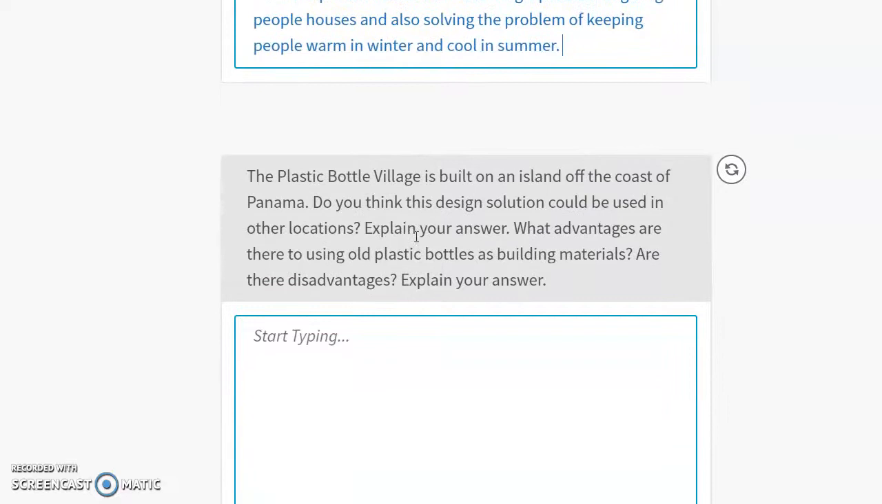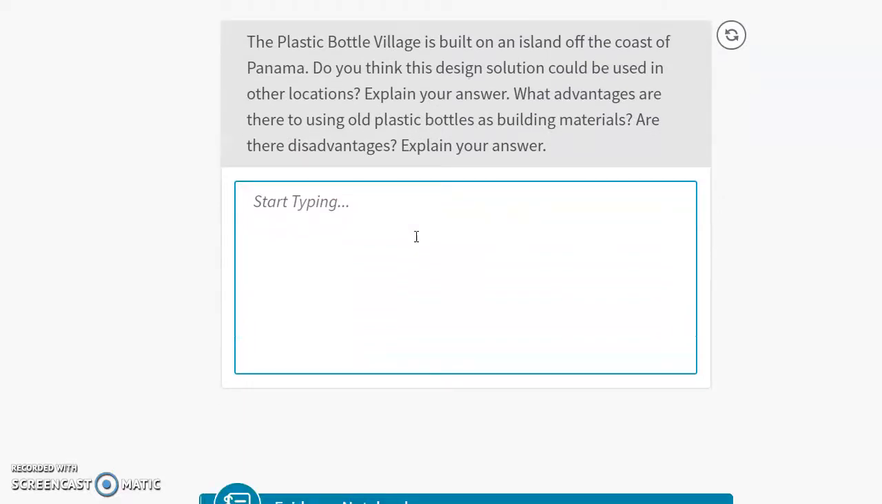The plastic bottle village is built on an island off the coast of Panama. Do you think the solution could be used in other locations? So, it can be used wherever there is access to plastic bottles and other materials. So as long as you have the ability to get plastic bottles, you can create this, right?